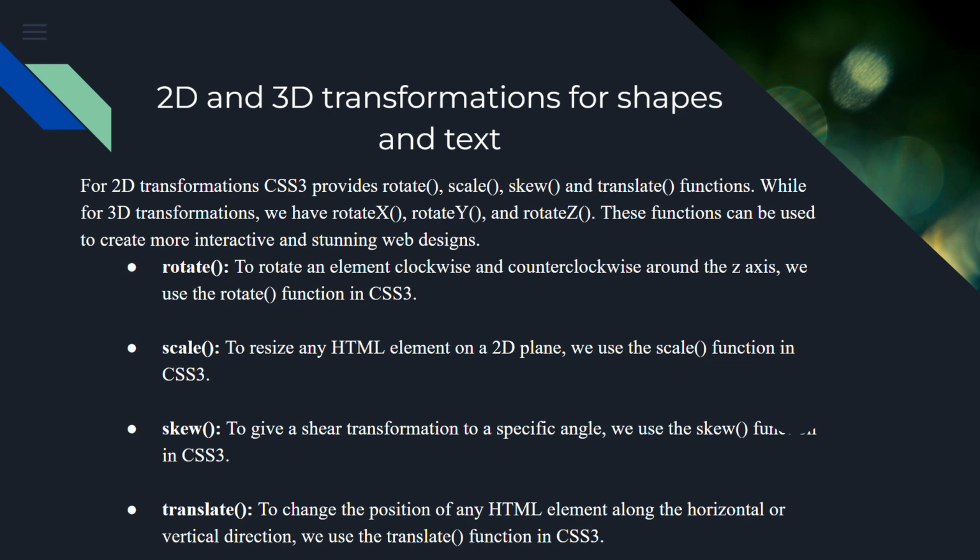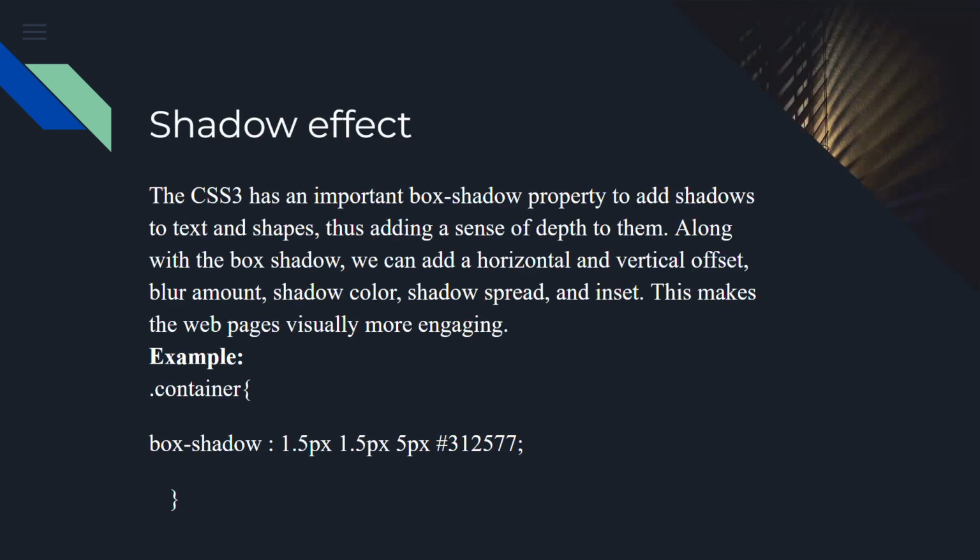Next we have scale. It resizes the HTML elements on a 2D plane. Next up we have skew. It applies shear transformations to elements at specific angles. Next we have translate. What happens here is repositioning of elements along the horizontal or vertical direction.